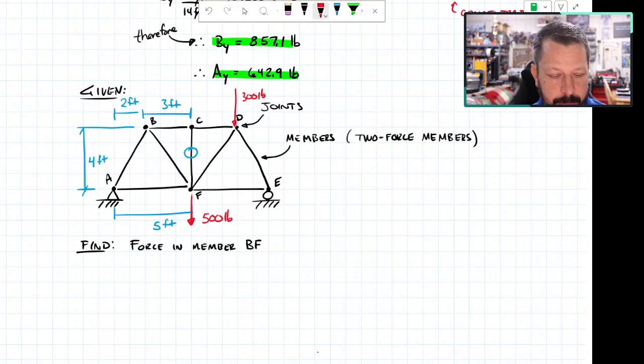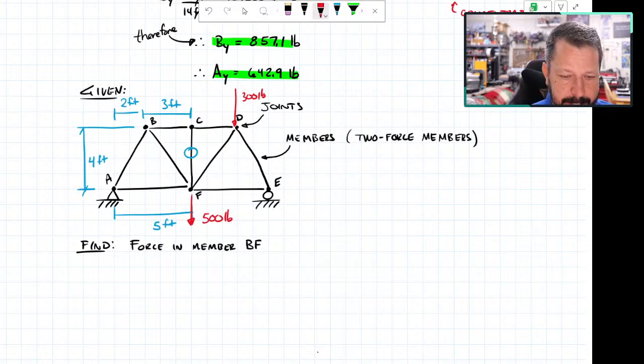All right, so that's usually good to do first. Look for zero force members. Sometimes it turns out the one you're looking for is a zero force member, or maybe it's one of the ones connected to the joint you're looking for, and so it helps out. In this case, it doesn't. It's just good to know.